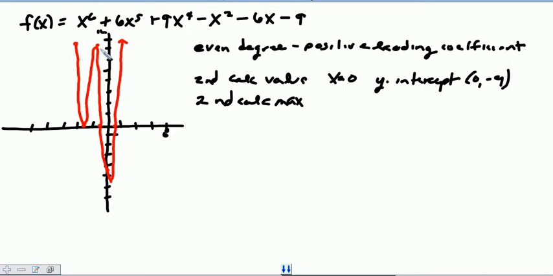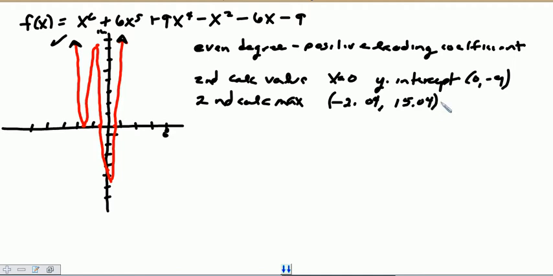Now this is a relative maximum because this is going up from here and it's going up from here. So there is no absolute maximum in this particular function because it goes up forever on both ends. But I have a relative maximum right here. So if I do second calc max on my calculator, it tells me that maximum value is at negative 2.04 and 15.04. So the relative maximum there is 15.04.